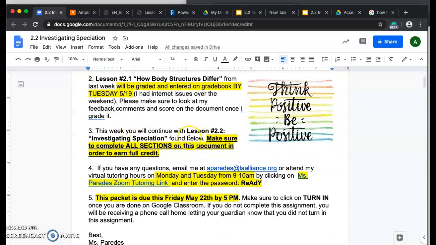This week, we're moving on to lesson 2.2. Make sure to complete all sections in order to get full credit. And please make sure you turn it in by this Friday, May 22nd by 5 p.m., and that you click on turn in. If you guys need any help or support, don't forget my office hours are Monday and Tuesday from 9 to 10 a.m. And all you have to do is click on this link, and the password is right here.